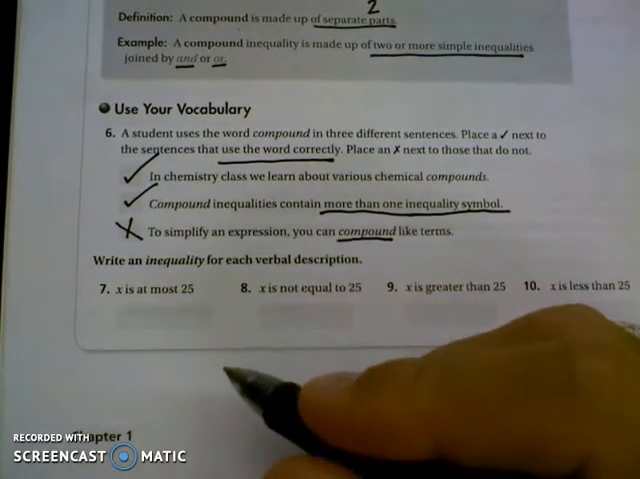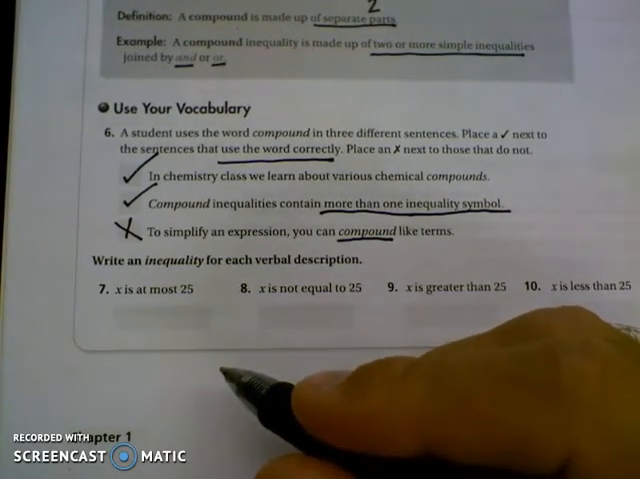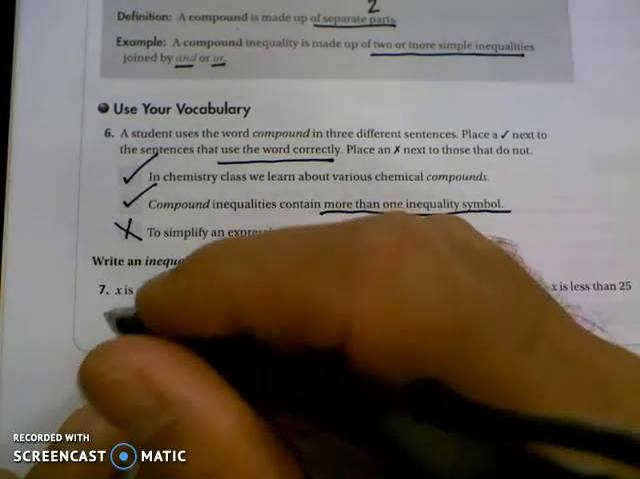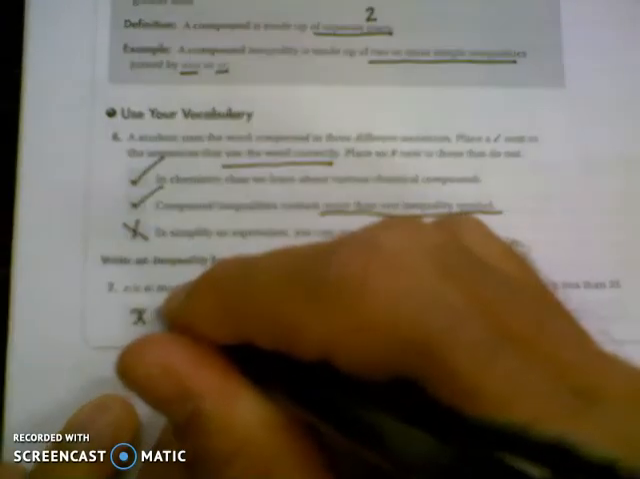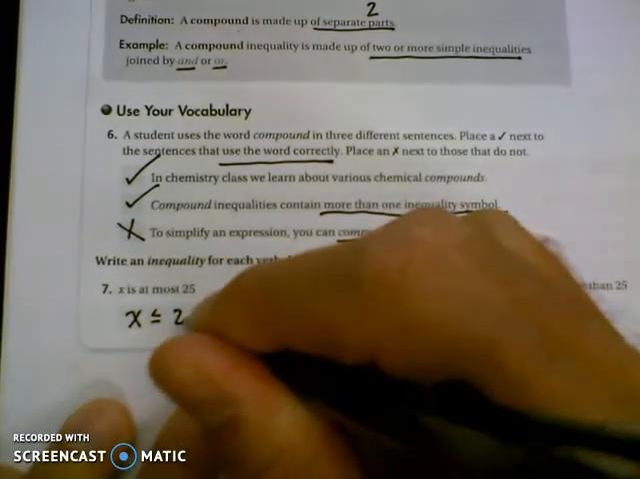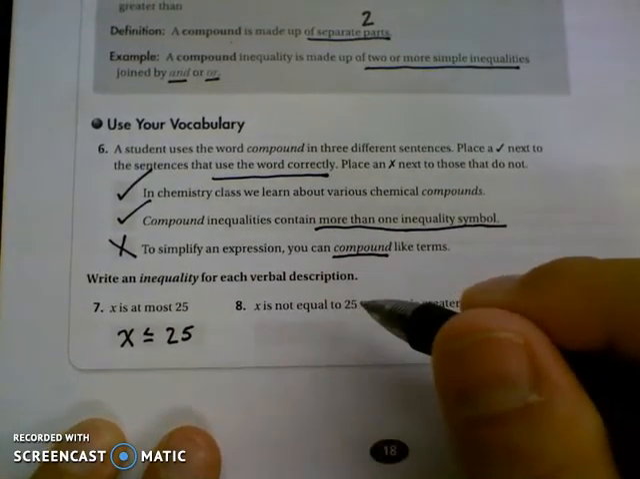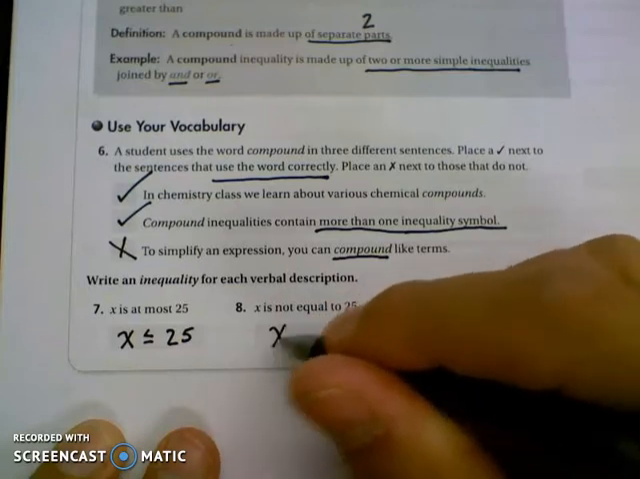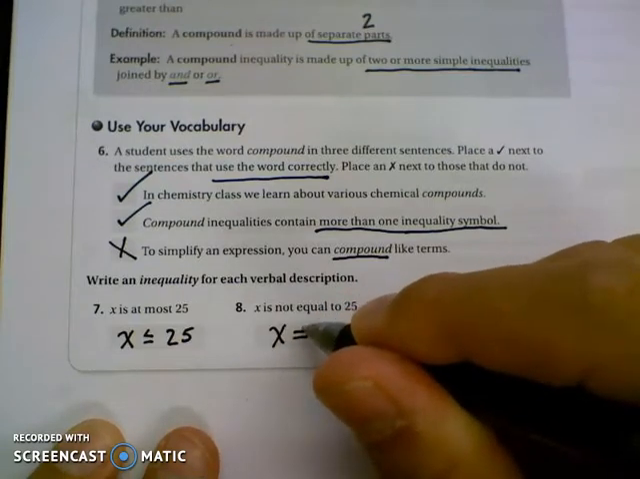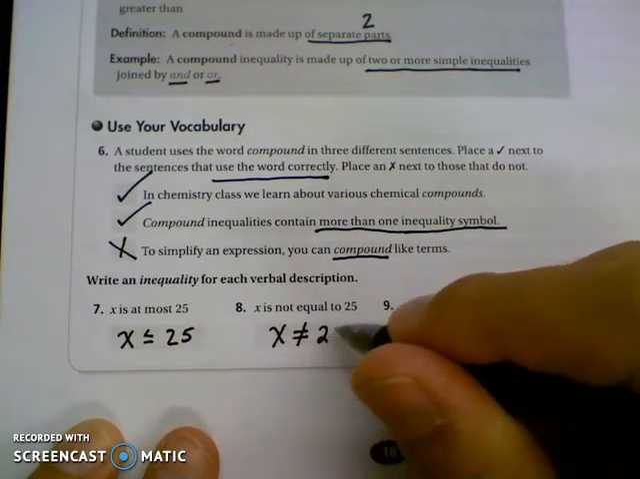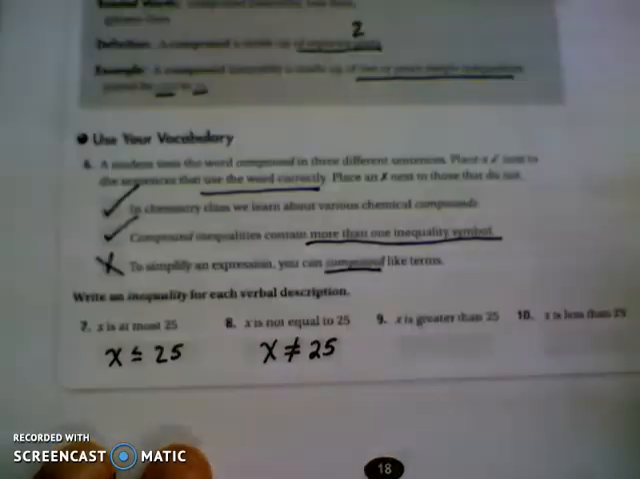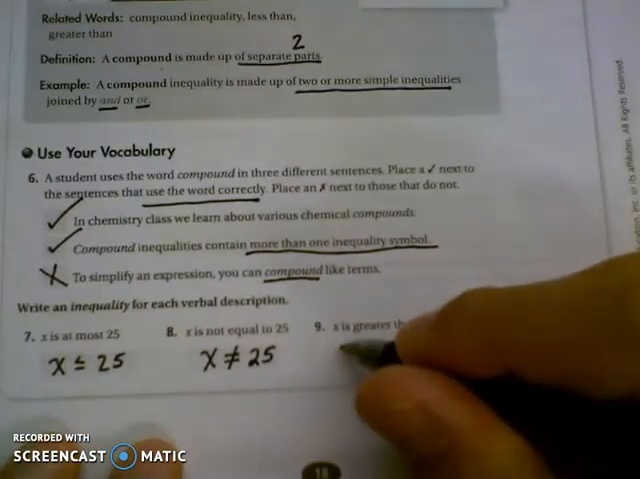Okay, write an inequality for each verbal description. X is at most 25. So x is going to be less than or equal to 25. It's at most. X is not equal to 25. So x, we used this before, not equal to 25. Number 9, x is greater than 25.